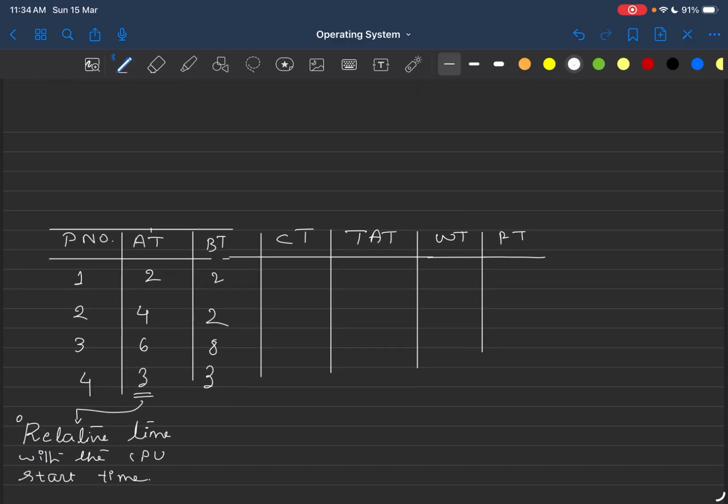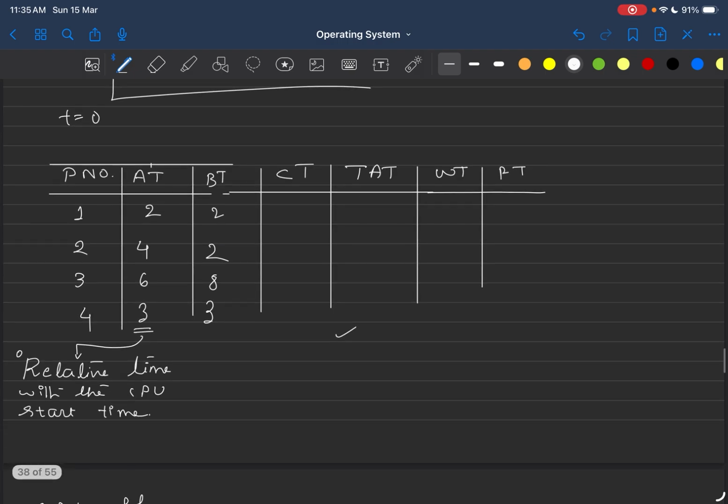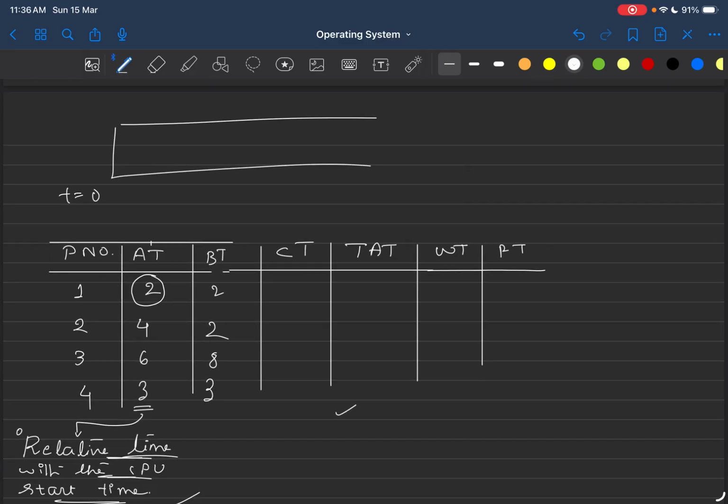In this example, I have not filled this table and I have not prepared the Gantt chart beforehand, so that I can do that in front of you and you can follow it in a much better way. Let's say this is the CPU. From t equal to 0, the CPU is started. This is the relative time with the CPU start time. So if your CPU started at 10 AM, then this process P1 has arrived at 10 and 2 am. This is the second. Alright, let's start doing this Gantt chart.